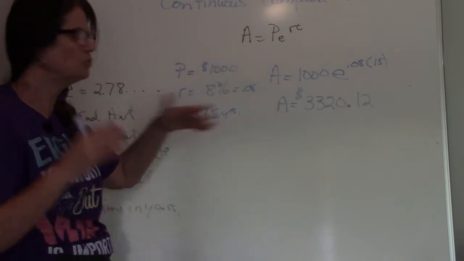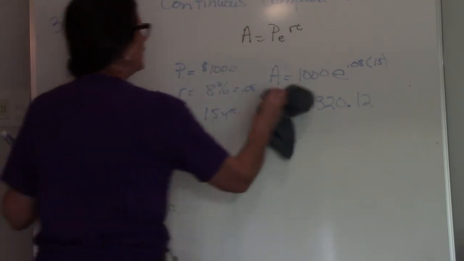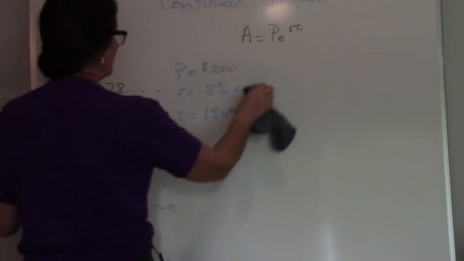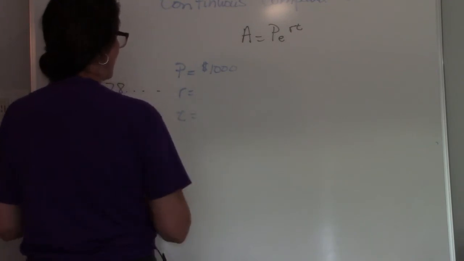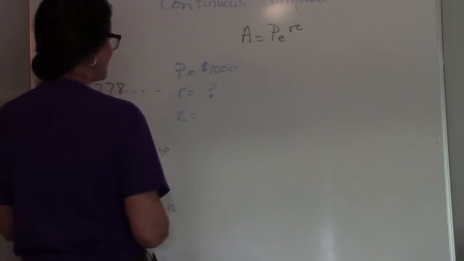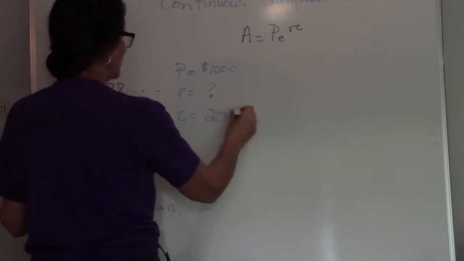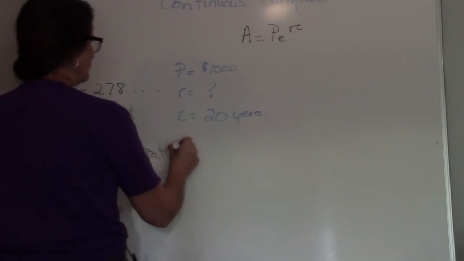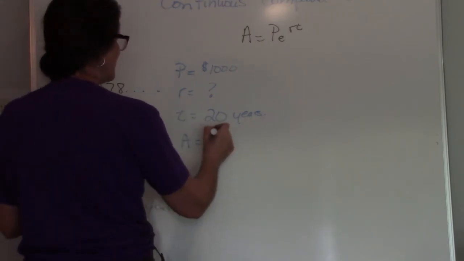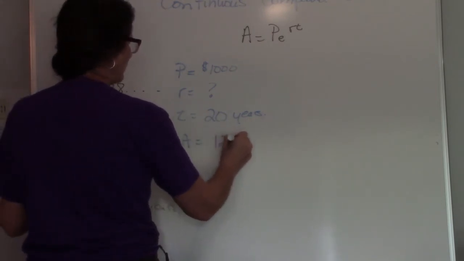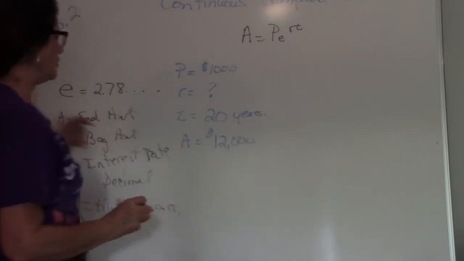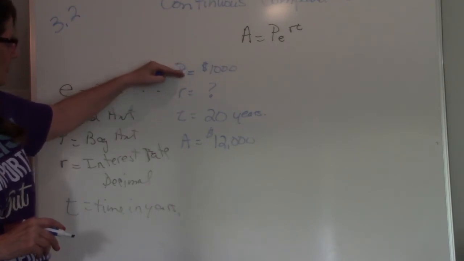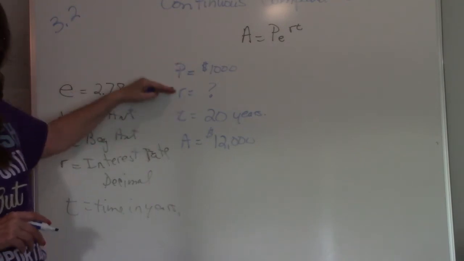All right, so that is when you just do a straight number. Now let's see if we can find the rate and or the time. Let's say we are looking for the rate. We're going to go 20 years, and we're going to see what the rate is. At the end of 20 years, I have a $12,000 amount. I'm ending with 12,000. I started with 1,000. I left it in for 20 years. What's the rate of interest?